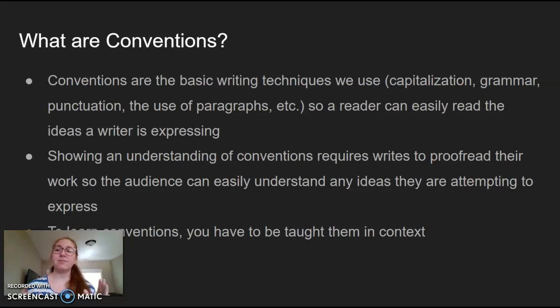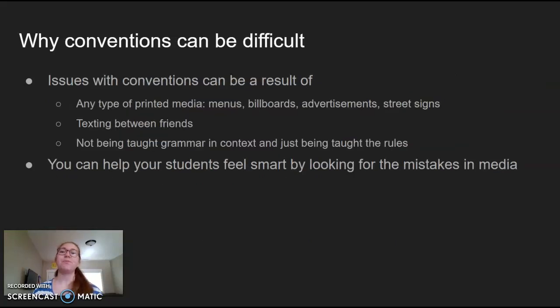But to learn conventions, you have to be taught the convention in context. Something that I was struggling with when I was learning Spanish was learning the Spanish conventions because they're different than English. And I kept wanting to apply the English conventions. And so what was happening is I wasn't learning the Spanish conventions in context. And so it made it a whole lot harder to understand how I was supposed to be using Spanish grammar versus English grammar. So I think that's something that's really important to remember as we're teaching our students.